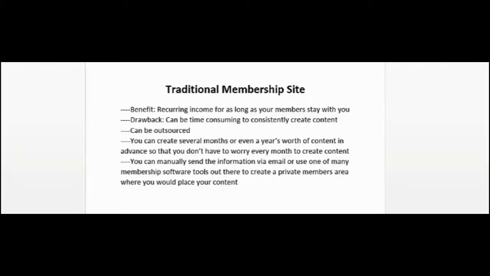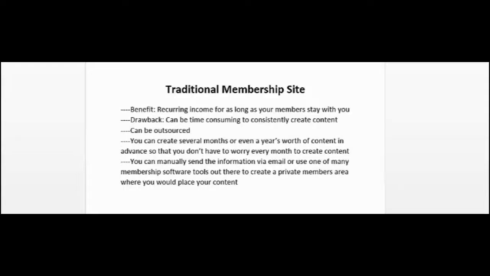A traditional membership site is one where people sign up to receive some type of content from you on a recurring basis. So basically, they would get charged a subscription fee on a weekly basis, monthly basis, quarterly, or annual, or however you set up your membership site. Okay, and that's the beauty of traditional membership sites, is that you get recurring income for as long as your members stay with you.